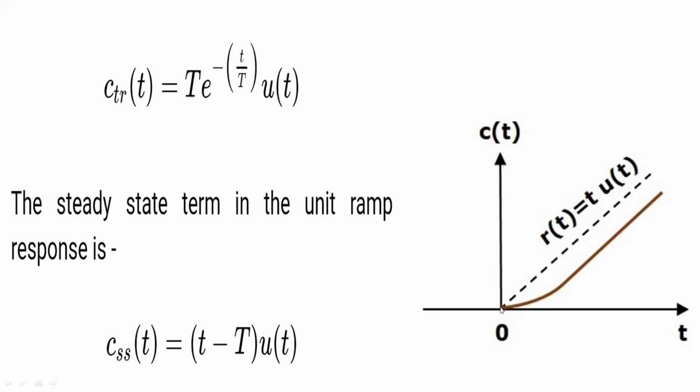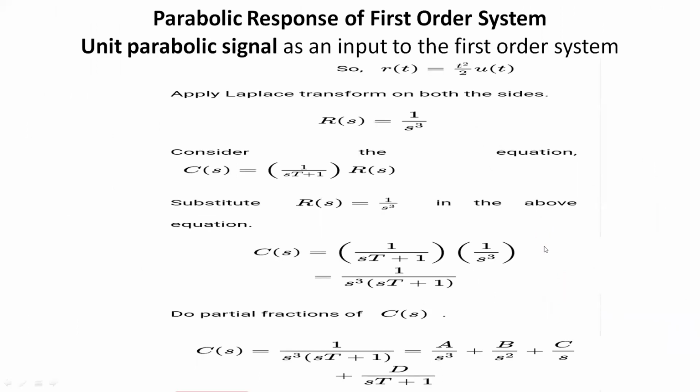So up to this point, you will have the transient response, which is capital T into e power minus t by tau multiplied by u of t. And from this onwards, you will have t minus T into u of t. This is the standard thing. There will always be a time lag here, what we have seen, right? So that's exactly about the ramp response.